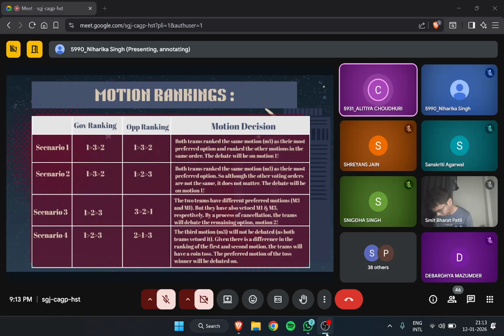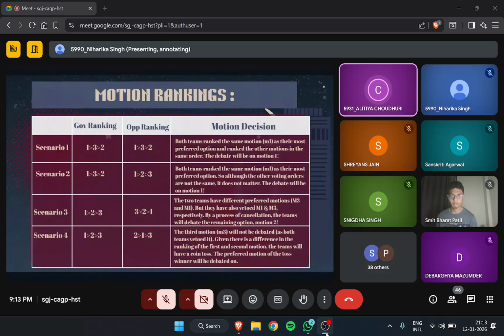In this case, you have a process of cancellation, which means you cannot debate motion 3 because one team has vetoed it, and you cannot debate motion 1 because another team has vetoed it. So you go ahead and debate the only motion which has not been vetoed, which is motion 2.